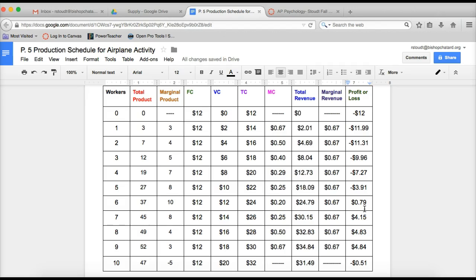So first of all, the break-even point. The break-even point is when total cost equals total revenue. We're not making any money, but we're not losing any money. So we want to look for a point where total revenue and total costs are equal.